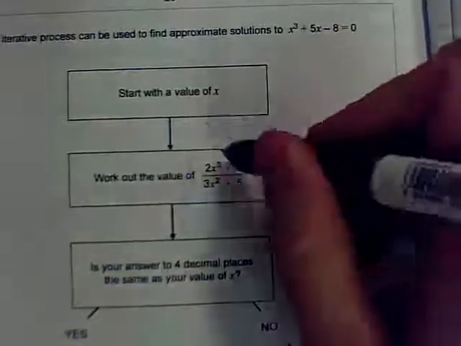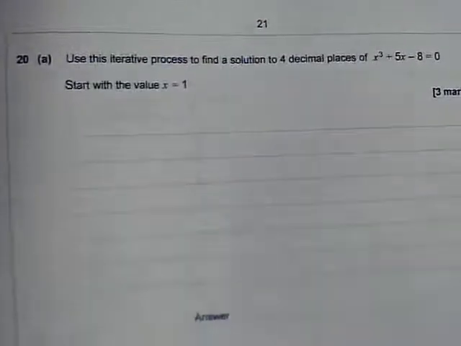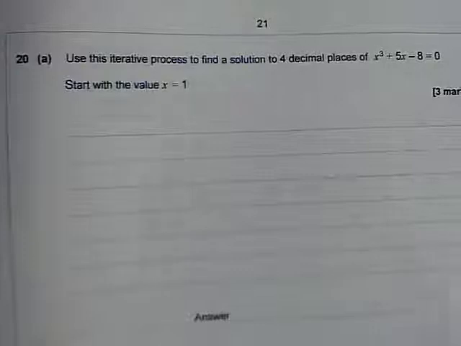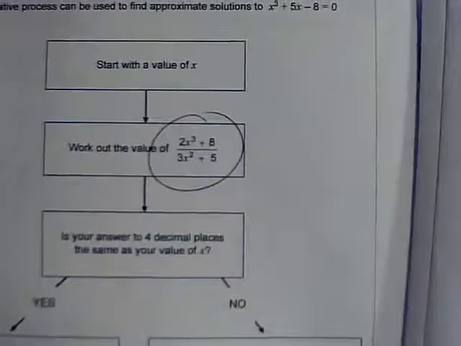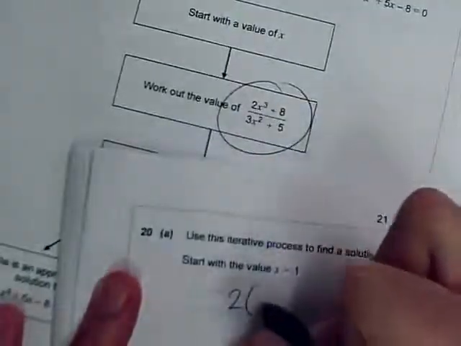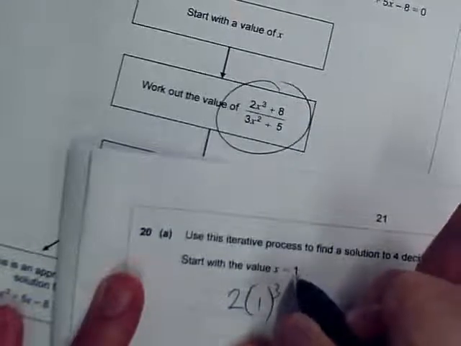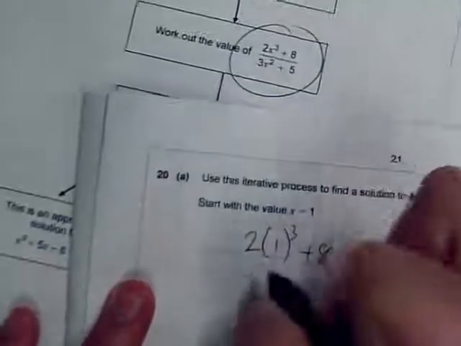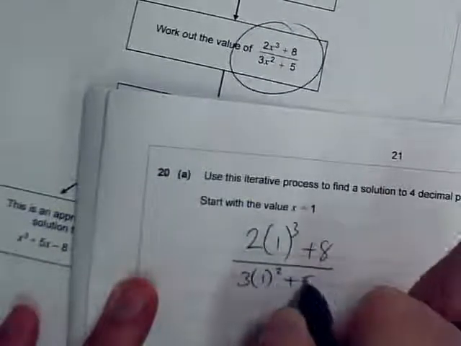So this is the key point. That is what you were using in order to be able to solve this. So in the question it says use the iterative process to find a solution to 4 decimal places for that, and start with a value for 1. Okay, we are using that, remember. So I'm going to put this in and I'm going to write it as 2 lots of x cubed, remember x has got to start with 1, plus 8 over 3 lots of x squared plus 5.